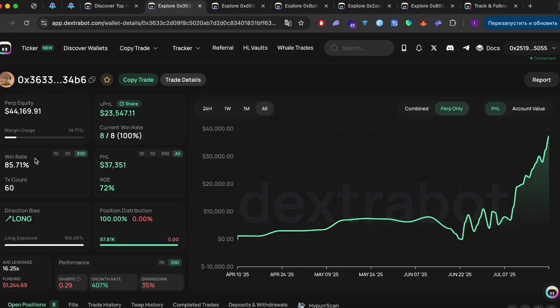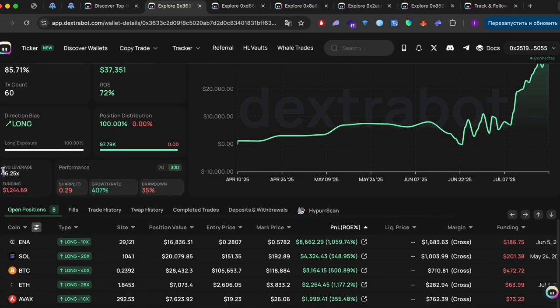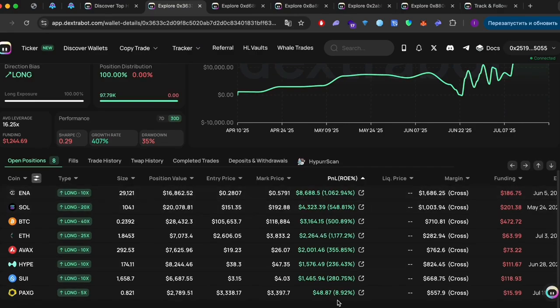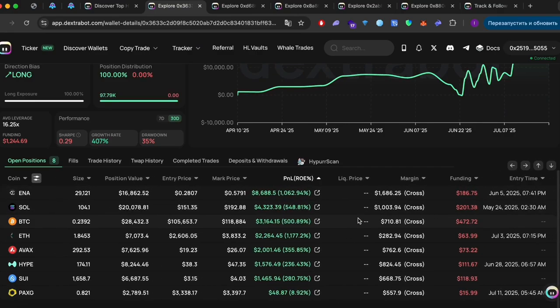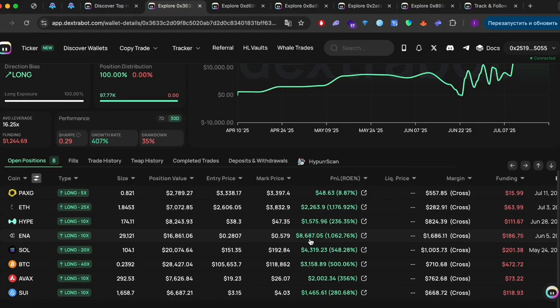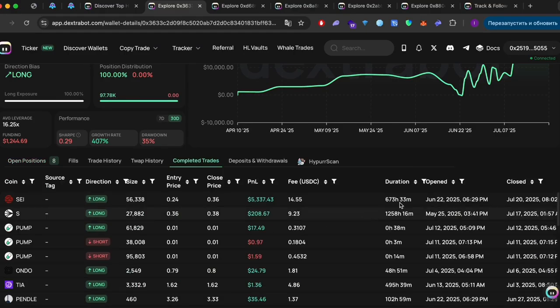The P&L is $37,000, win rate is 85%, and on average it uses 16 times leverage. Right now, it has a bunch of open trades, and all of them are in profit. Pretty good profit, actually. Some trades, we notice, he opened back in May, and for some, the date isn't even shown. But overall, this trader really knows how to hold a position, so to speak. Let's take a look at the completed trades.